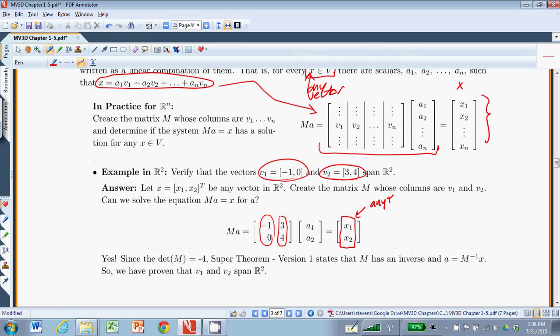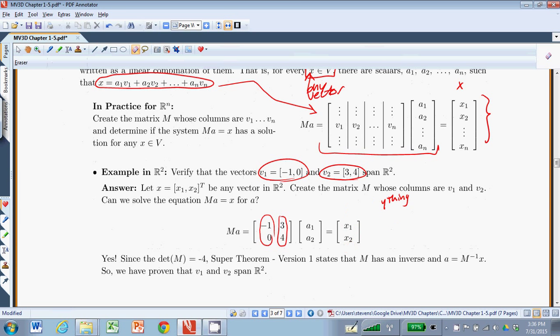I need to be able to solve this. I need to be able to solve for a1 and a2 no matter what x1 and x2 are. And that seems complicated. You know, there's infinitely many things to check. There's infinitely many x's out there that we would supposedly have to check, and that would result in infinitely many different solutions. So it seems like this extraordinary task would be impossible to prove, but it's really quite simple.